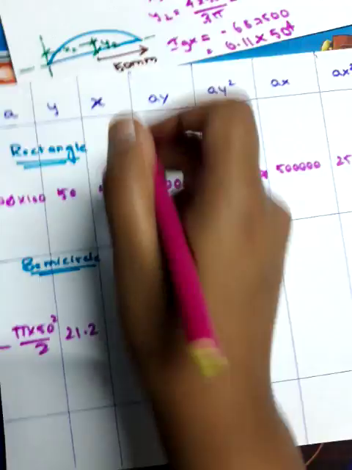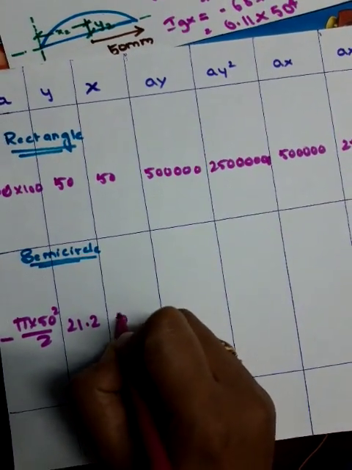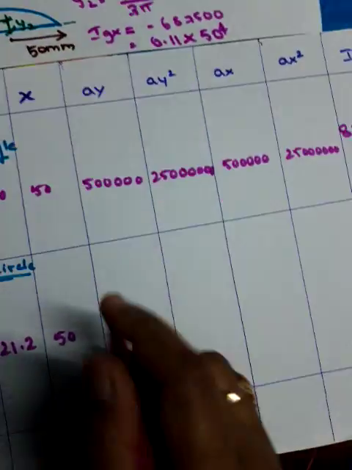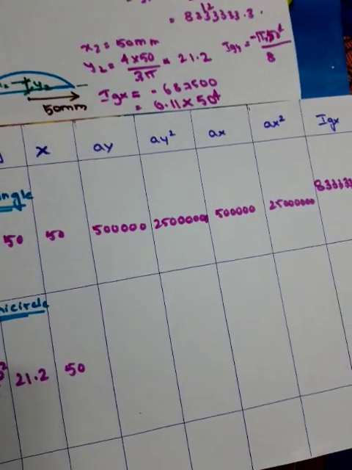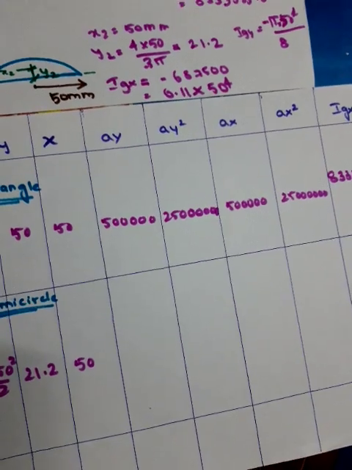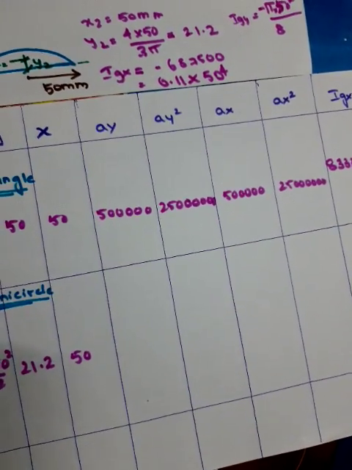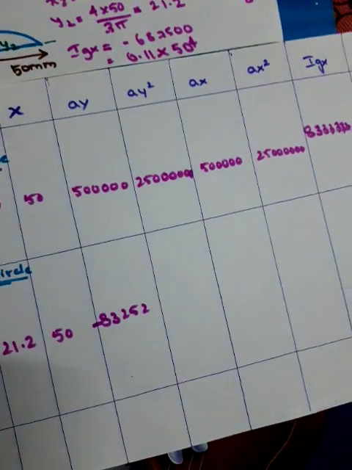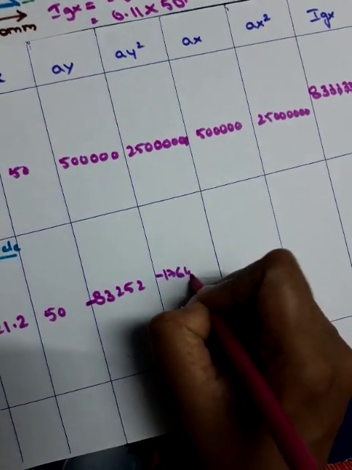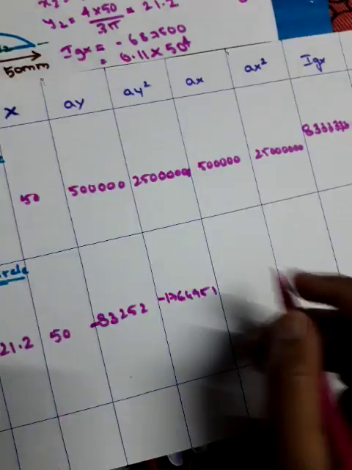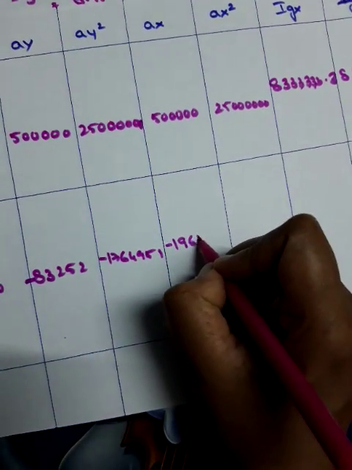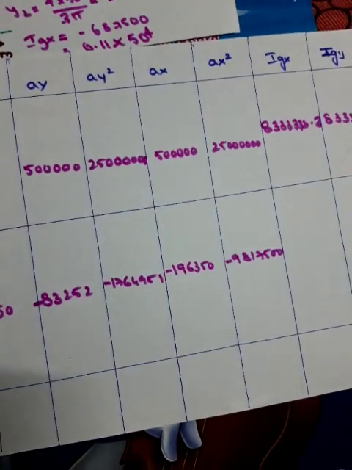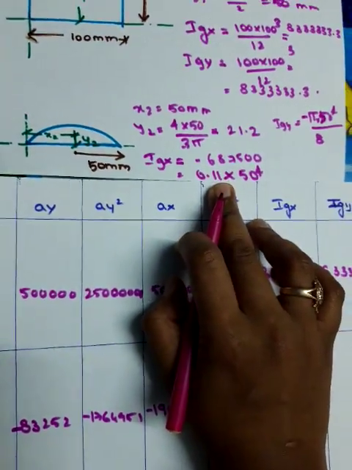Then x is 50 mm. Just see here, you have all the values, you just have to put them here. So A into y, you just multiply the area with y. So it will be 83252, minus it will come. So here 1764951, just multiply it. Okay, so 196350 and here 9817500. So here, as I told you, this is along this direction.